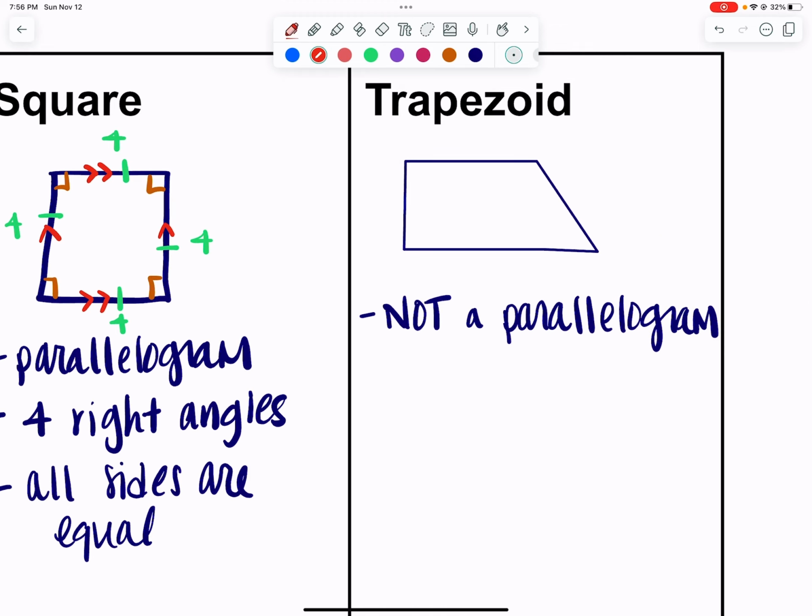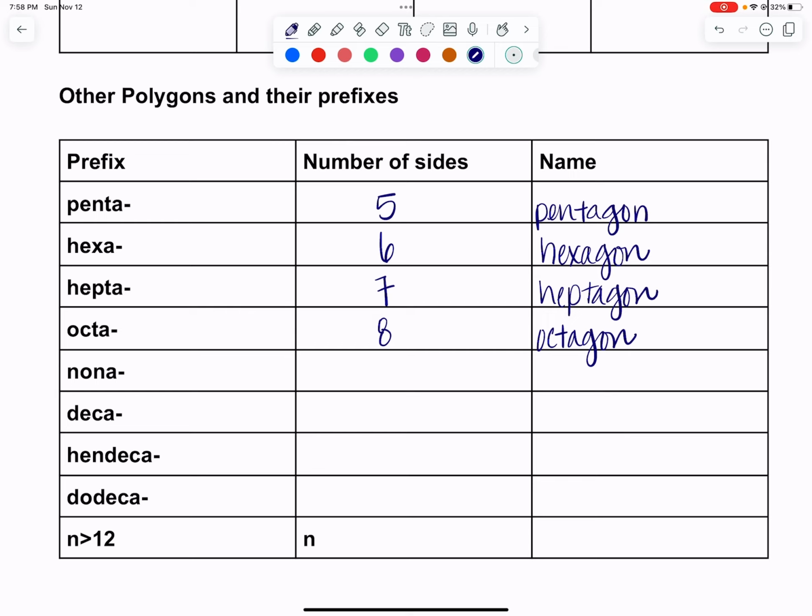Hexa is for 6 sides. We call this a hexagon. Hepta is 7. This is a heptagon. Octa, like an octopus, has 8 sides. Nona is not one that gets seen a whole lot. Nona is for a nonagon. That has 9 sides.